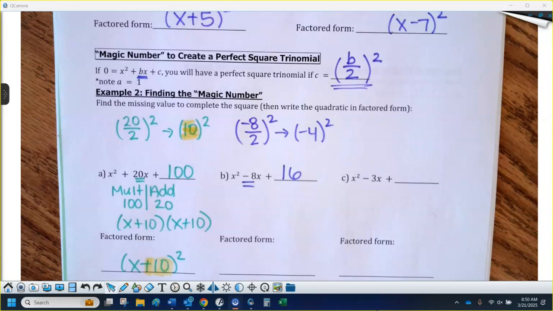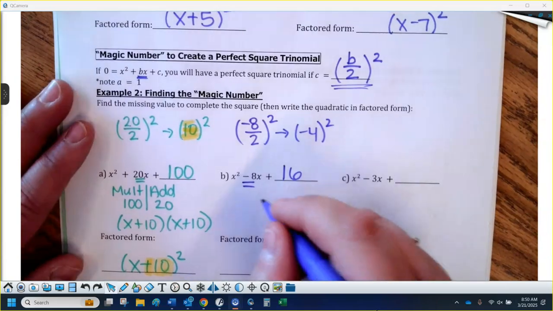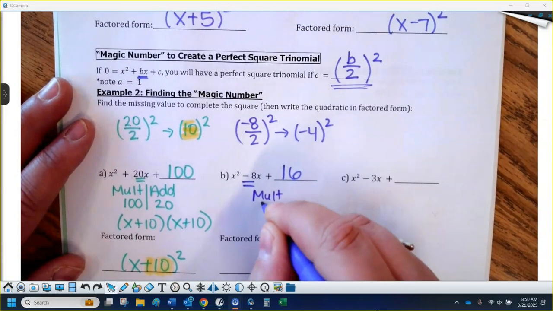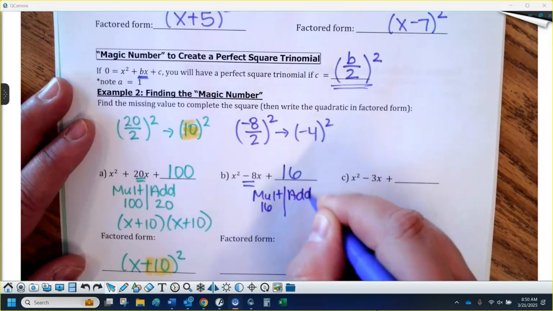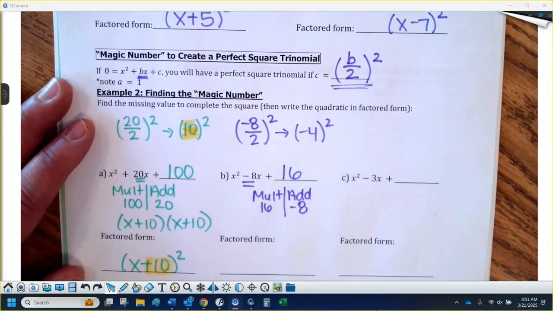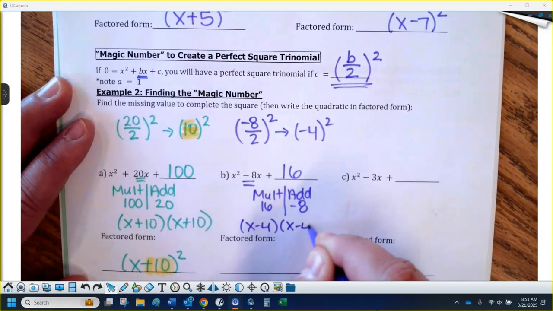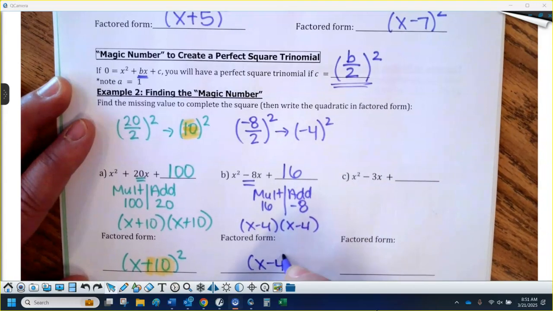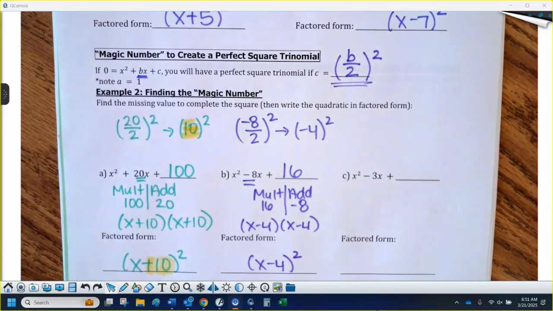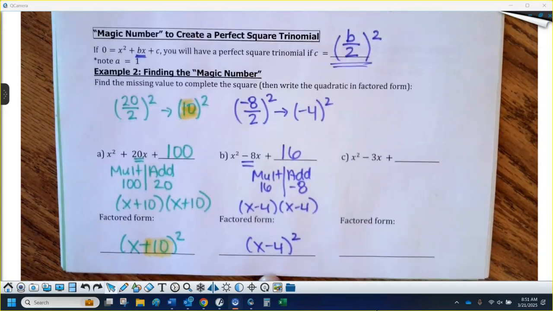So 16. Okay, now tell me two numbers that, when you multiply them, you get 16, and the same two numbers, when you add them, give you negative 8. Negative 4 and negative 4. Since they're the same, we can squish them together and write it as x minus 4 squared. Now, this is another one I'm going to show you.